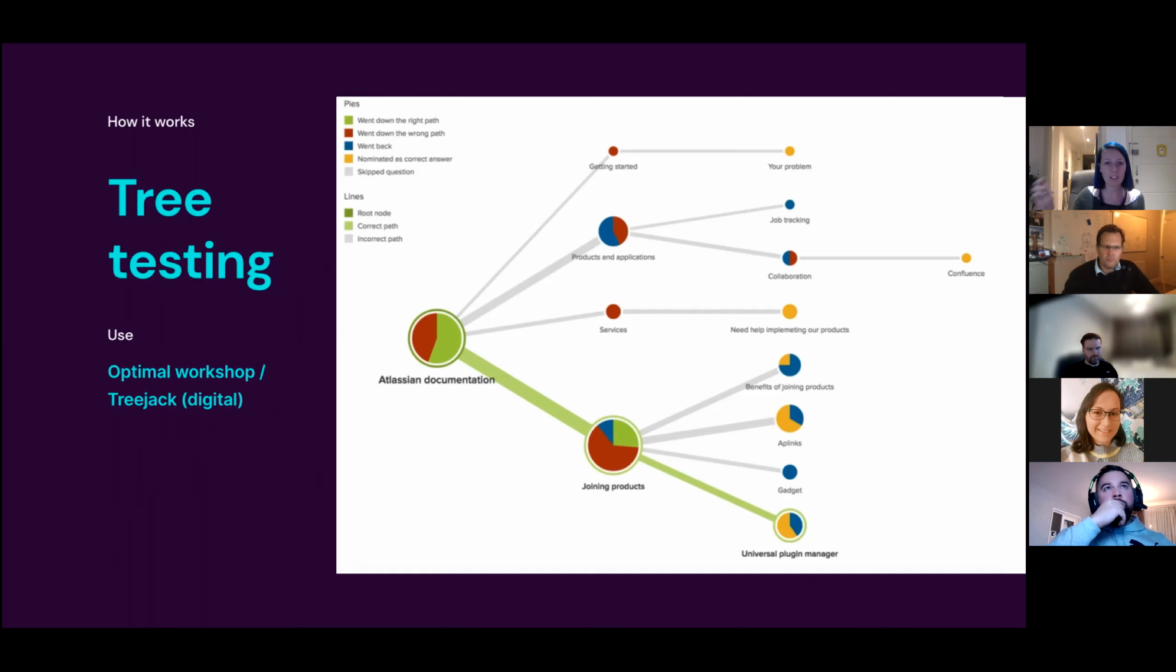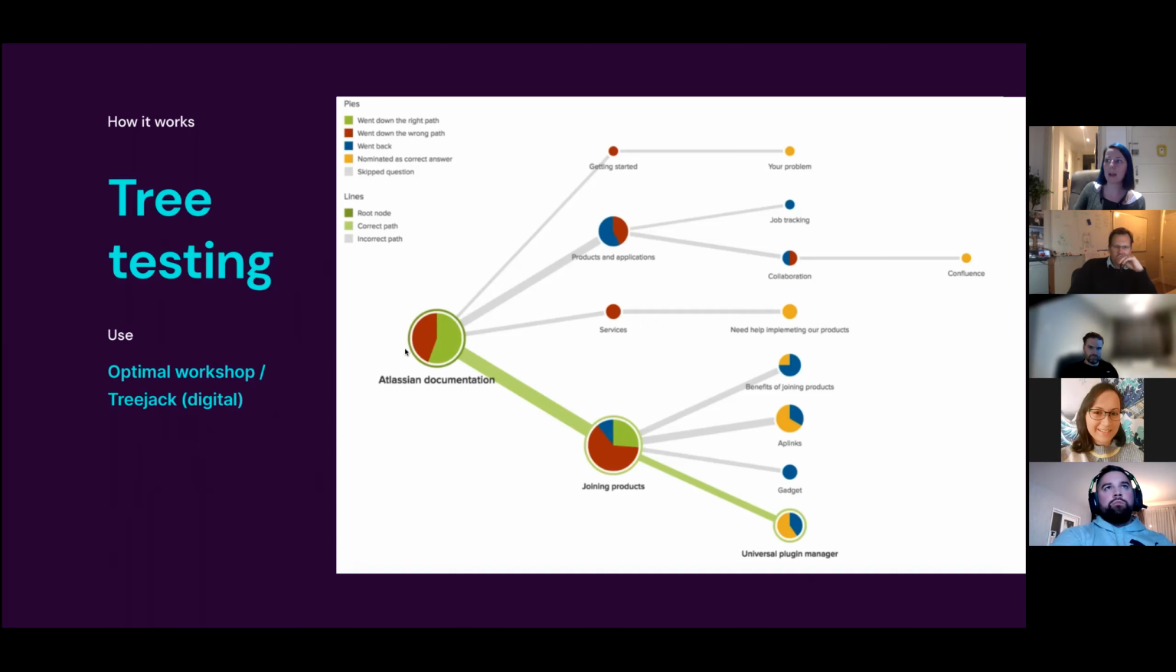And so this is an example here of some of the analysis that it will do, where it shows you how many paths were taken down the right way. So the green path here is saying that you start here and this many people went down the correct path, and then that many people went down the correct path, and then they chose the correct answer.